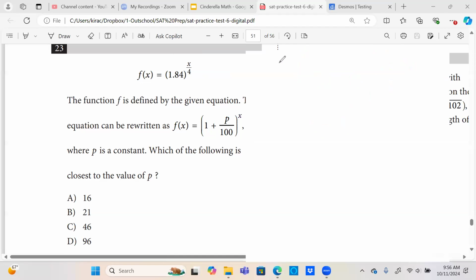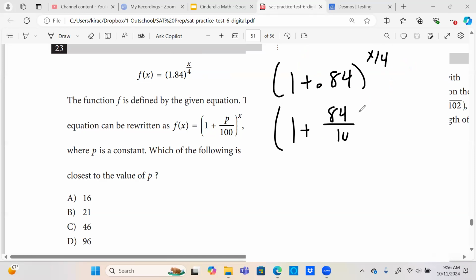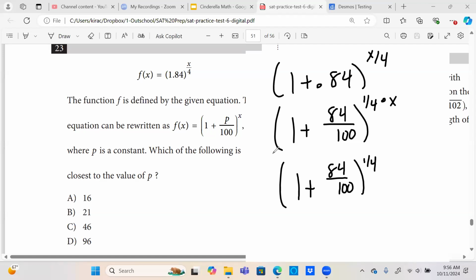So we could say this is 1 plus 0.84 to the x over 4, which is 1 plus 84 over 100. And now instead of x over 4, couldn't we say this is 1/4 times x? That is x over 4. So we could say this is 1 plus 84 over 100 to the 1/4 to the x. Because you're allowed to do that, right? A power to a power is multiplying. Run this through the calculator.